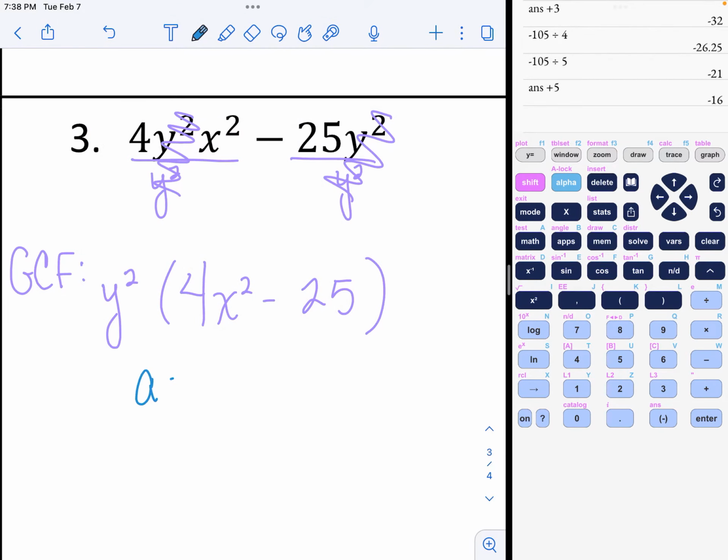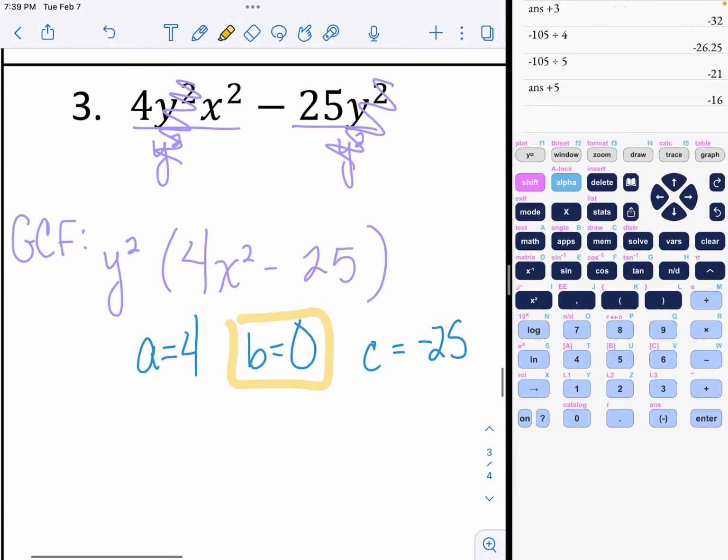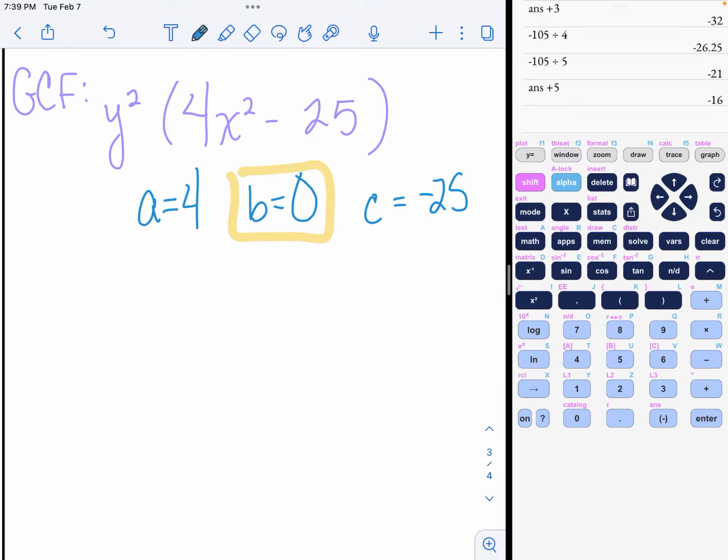It's time for me to find a, b, and c. A is the number in front of x squared, b is the number in front of x, and c is the constant without an x. In this case, we had to remember that b was 0. It's now time for step 3, making my chart. AC goes here and b goes here. A times c is 4 times -25 or -100, and b is 0.